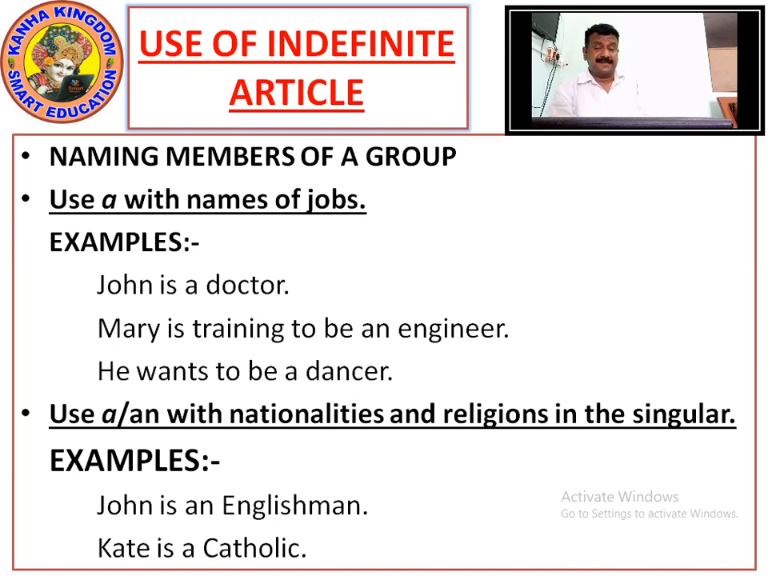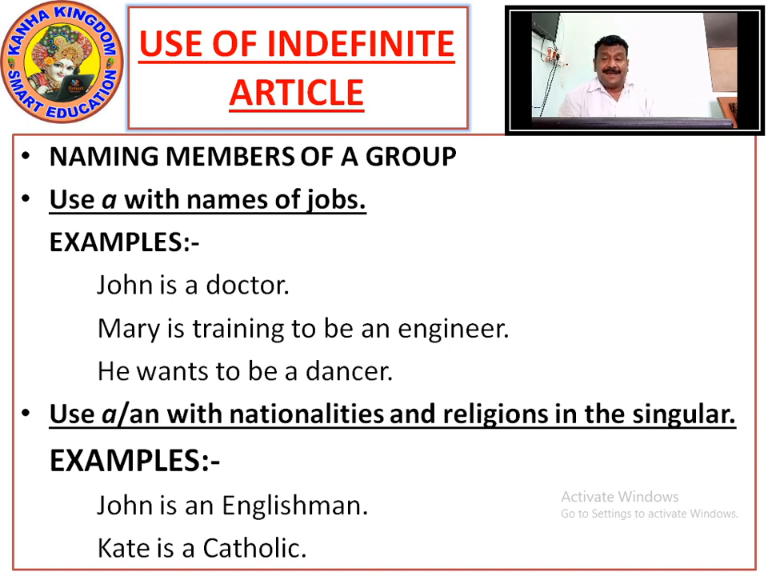Now let's see the use of indefinite article. Naming members of a group. Use A with names of jobs. Examples: John is a doctor. Mary is training to be an engineer. He wants to be a dancer.